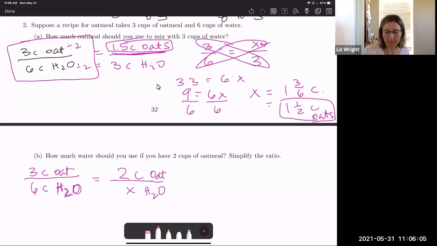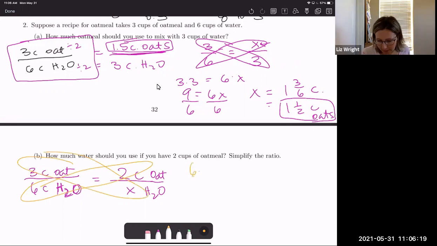Well, this one to me is not as simple. It's not as like, oh, what do I multiply 3 by to get 2? Well, you may not know. And so on this one, I would definitely do some cross multiplication. So if we're going to cross multiply, we're going to get 6 times 2 equals 3x.